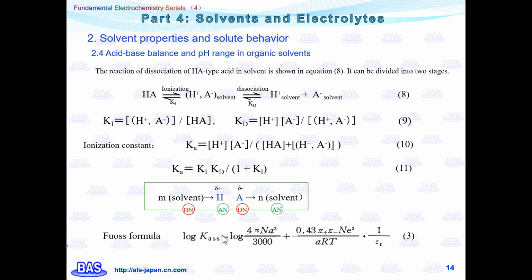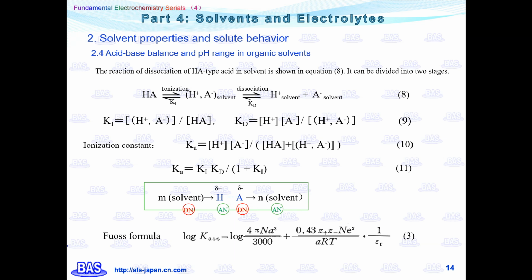During ionization, the solvent acts as a donor and an acceptor in the order M, HA, in solvent. And the HA bond breaks and becomes a solvated H plus and a solvated A minus ion pair. This reaction process is more likely to occur if the HA bond itself breaks more easily, or if the solvent solvates the H plus and A minus ions more strongly.